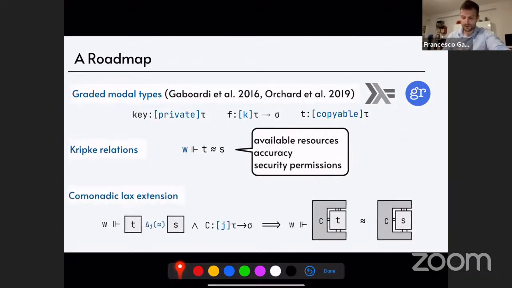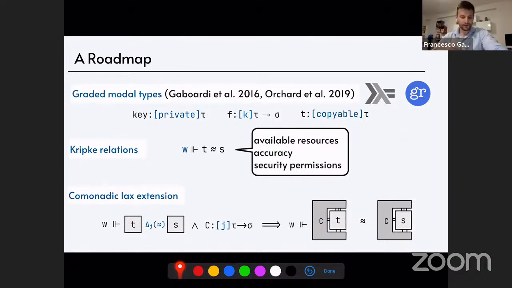And the third step is that we want to match essentially these two changes. So we want to understand what happens if we are trying to compare two programs which now have modal types in a given possible world. And we will do so by introducing a notion of Comonadic Lax Extension, which is a scary name for something that is not that difficult, but essentially it's the mathematical abstraction that allows us to model that interaction. And then it will also give us a new notion of compositionality, which we will understand in a few slides.